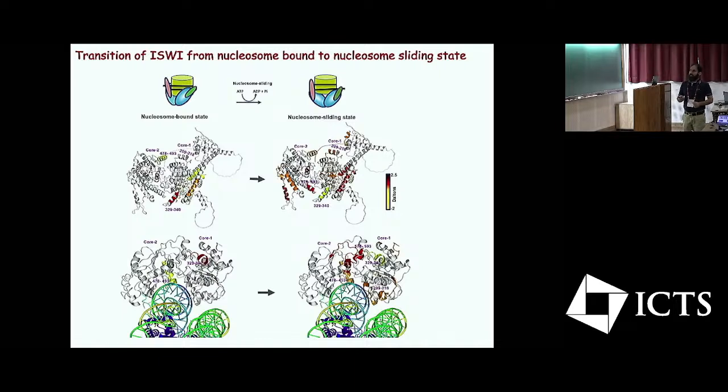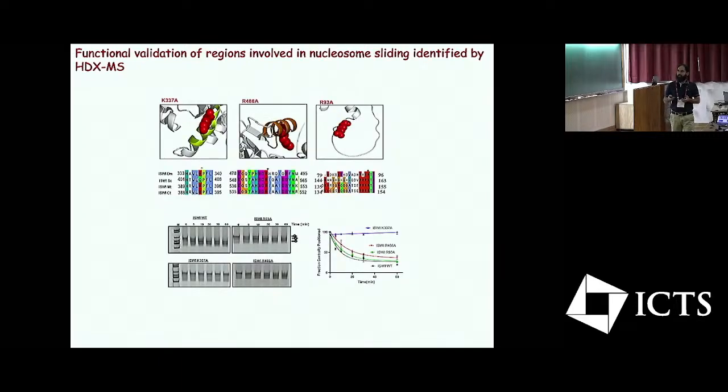As you can see, the color of this helix changes, it becomes darker, implying that it's changing its conformation during the sliding. And there's another helix which is also changing color, which is away from the nucleosome binding surface. So to find whether these conformations make sense for the sliding, we mutated some of the residues in these two key helices, which we think are very important.